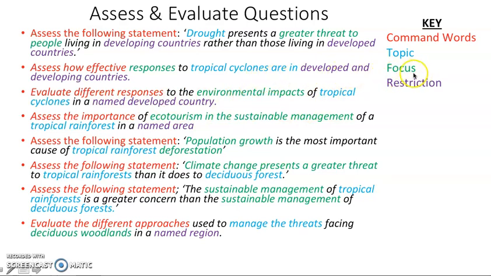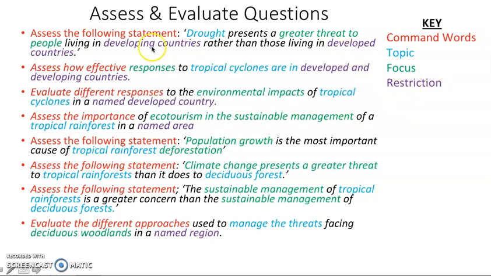Then you've got the focus within that topic. So here it's a greater threat to people. You've got to talk about the threats to people. Here it is, the responses to a tropical cyclone. Here you're talking about environmental impacts. So you can see that the question gives you a clue to the more specific information you've got to talk about. And finally, there is the restriction.